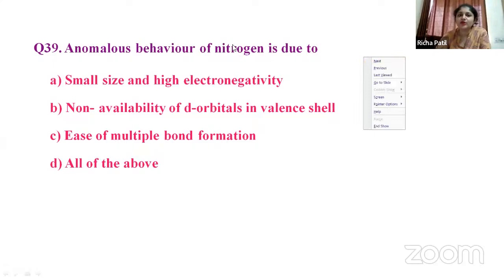So nitrogen is the first element, so there will be no d orbitals also. It has a small size. First element also means high electronegativity. Okay, so the answer is D.